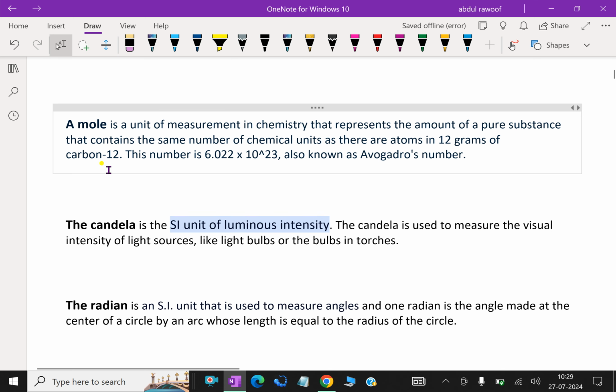Next, mole. A mole is a unit of measurement in chemistry that represents the amount of pure substance that contains the same number of chemical units as there are atoms in 12 grams of carbon 12. That is, how many chemical units there are in 12 grams of carbon 12 is the basic definition of mole. This number is 6.022 into 10 raised to 23, the Avogadro number. This is the definition of mole.